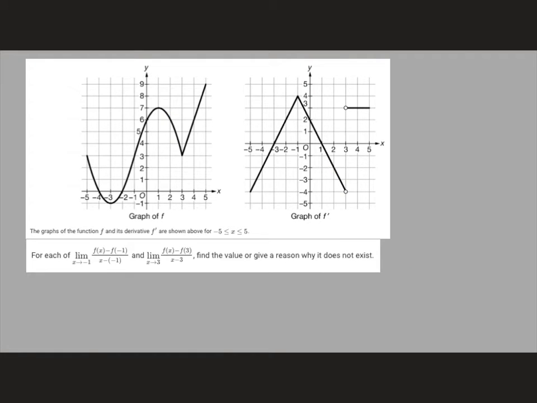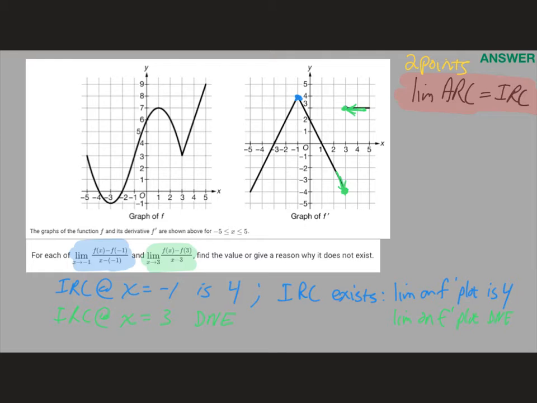Third part, this was a little bit more difficult. Find the limit for this fraction and the limit for that fraction, and then find the value or give a reason why it doesn't exist. So again, the topic here is what's the difference between an average rate of change and an instantaneous rate of change? If you take the limit of an average rate of change, you get an instantaneous rate of change. So that statement here, the limit of the average rate of change is the instantaneous rate of change. You're taking 2 points and moving them closer and closer until those 2 points become a single point.